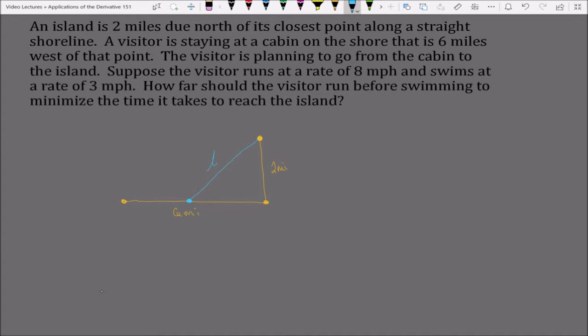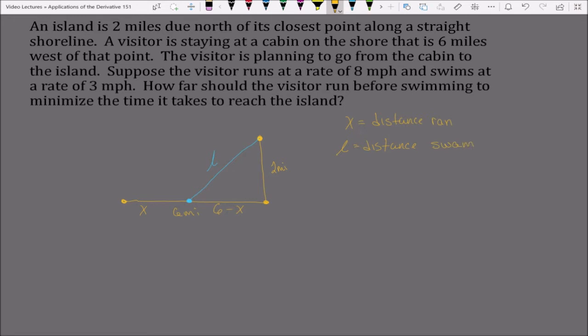Then this distance here is 6 minus the distance run. This distance will be how far they ran, which is x. So we'll explain everything: x, the distance ran, and L will be the distance swam.